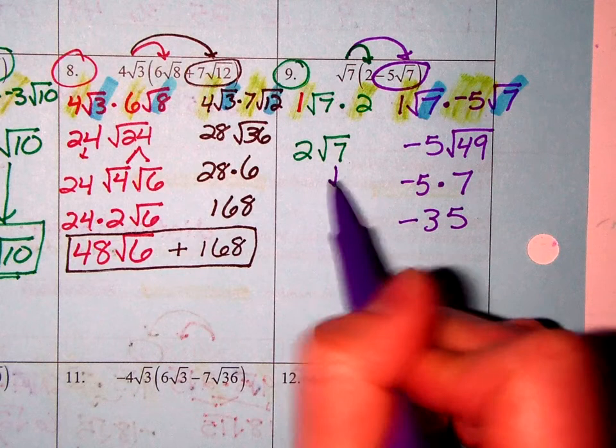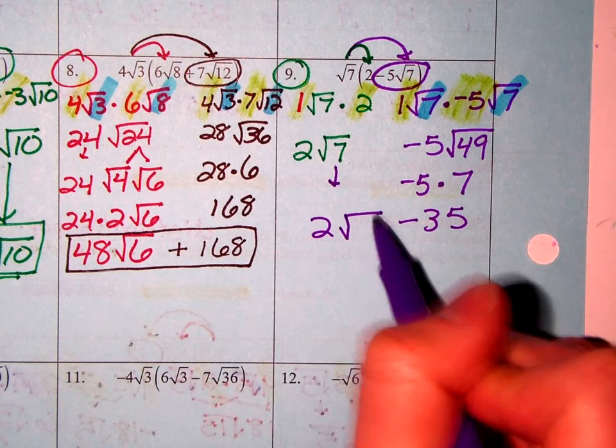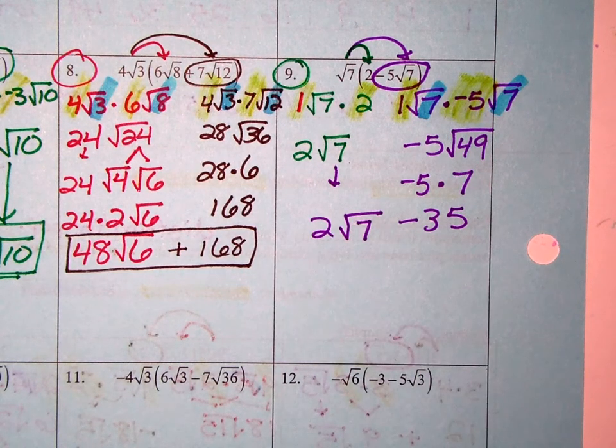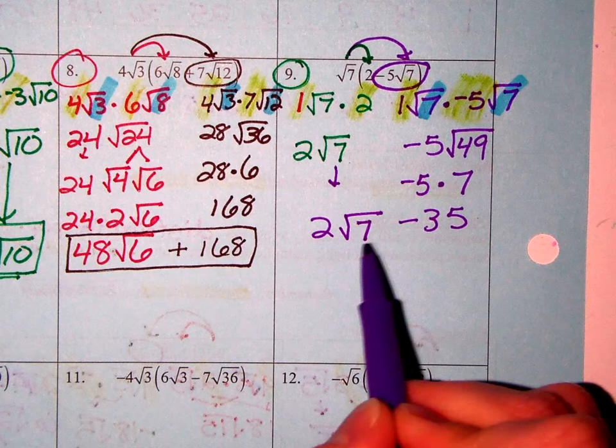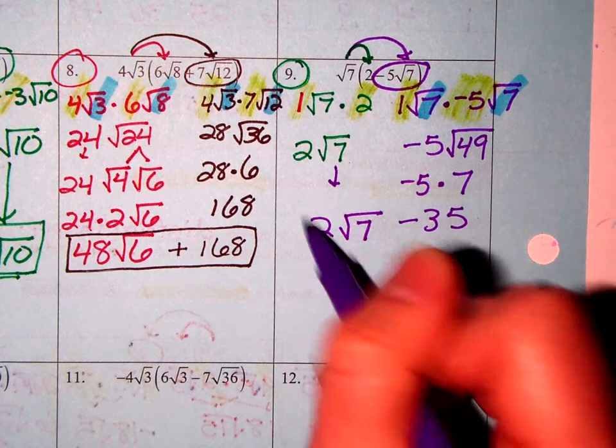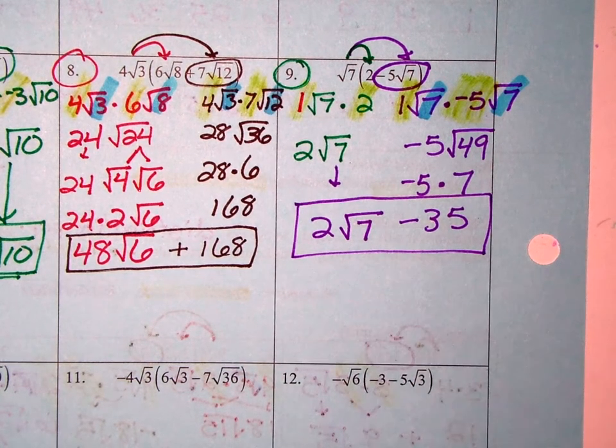Then we can bring down our original one, which is 2 radical 7. These are not like terms because this has a square root and the 35 does not. So my final answer is 2 radical 7 minus the square root of 35.